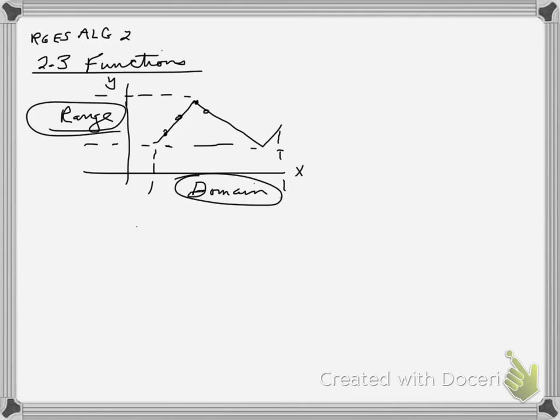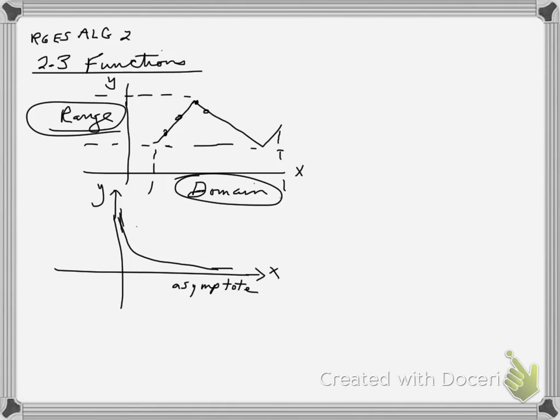Okay, another thing that we might run into on a graph is when we're graphing something that gets closer and closer to the y-axis or closer and closer to the x-axis without ever really touching it. We call that line, which it would never touch, the asymptote. And so in this graph, we have two asymptotes.